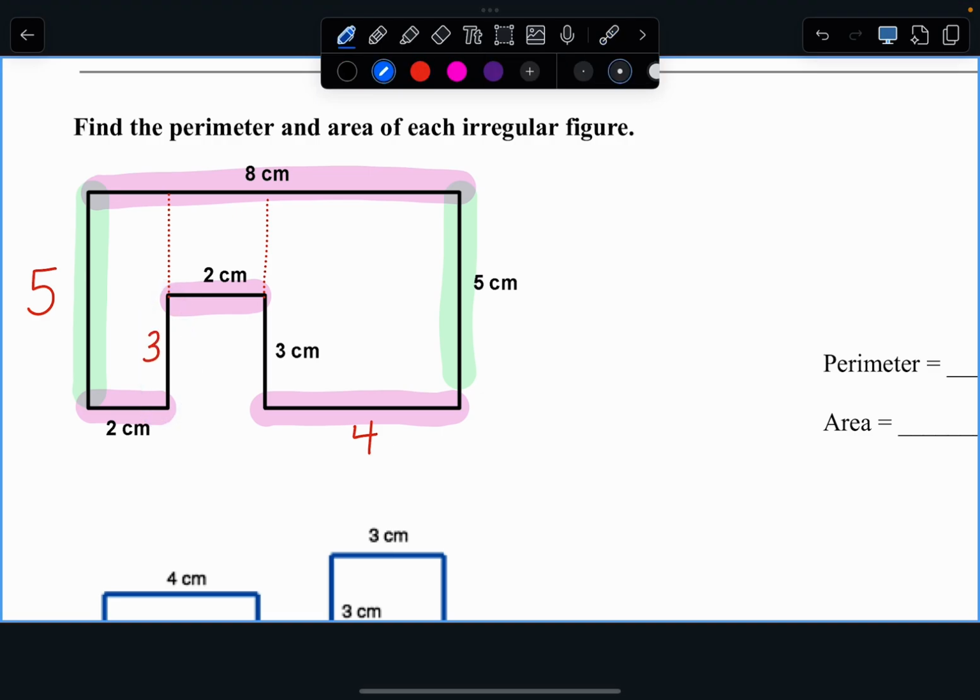So to find the perimeter, it means we can add up all the outsides.